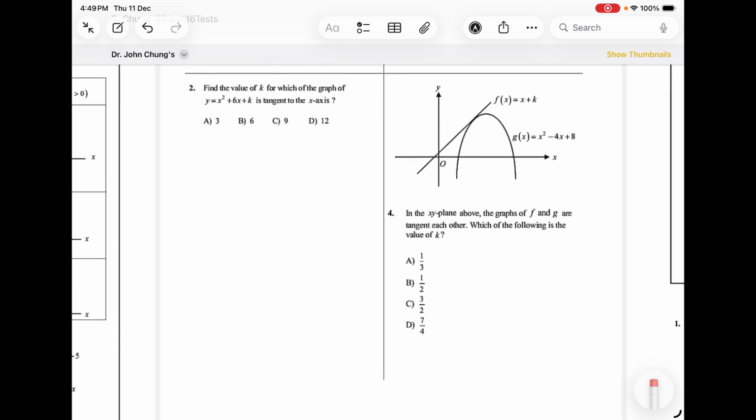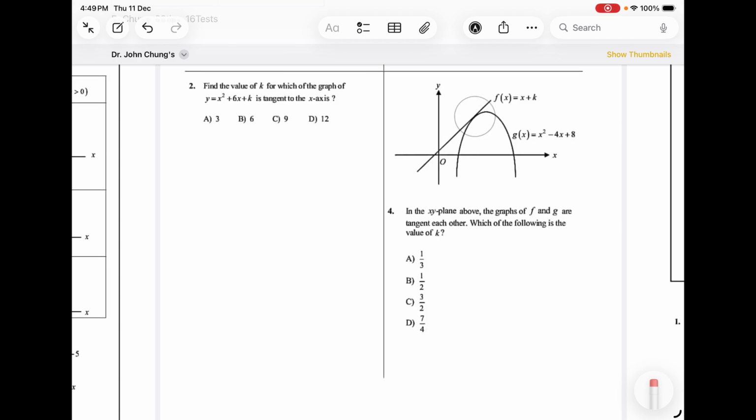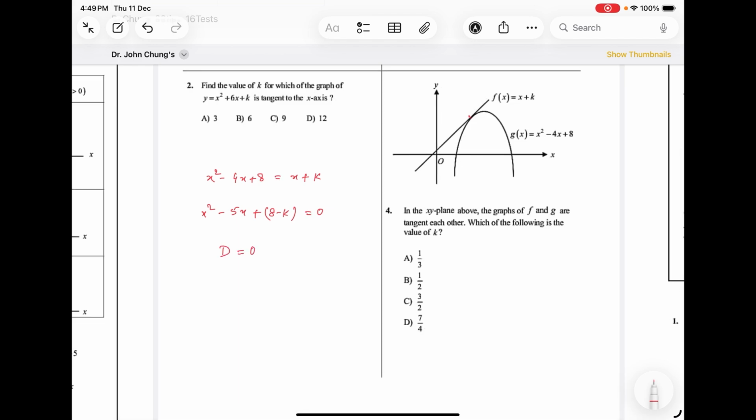Last question. Here in the xy plane above, the graph of f and g are tangent to each other. Which of the following is the value of k? We need to find the value of k. Here they are tangent. It means at this particular point they have only one solution. So what I do, first of all, I equate the 2 equations and form one single quadratic equation. I just take everything to one side. Now here, since it is tangent, it is touching means only one root. It means d is equal to 0.